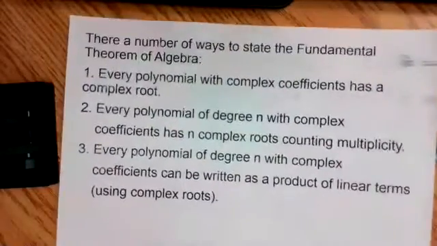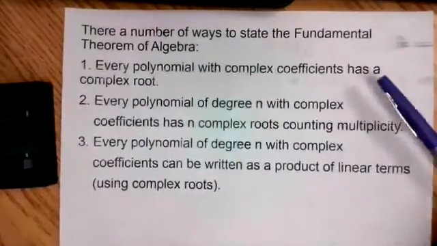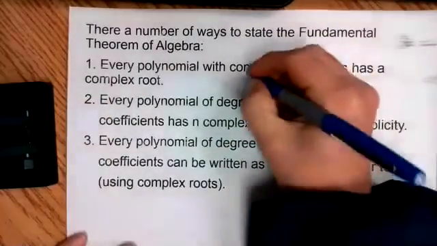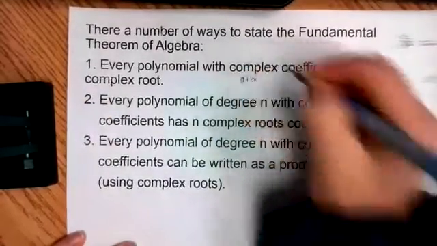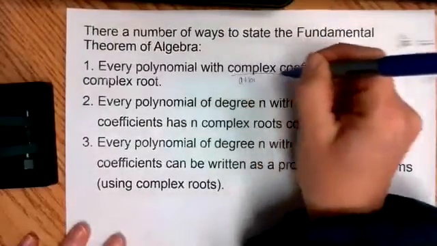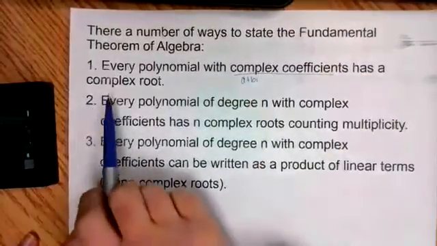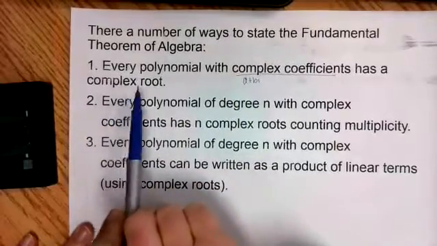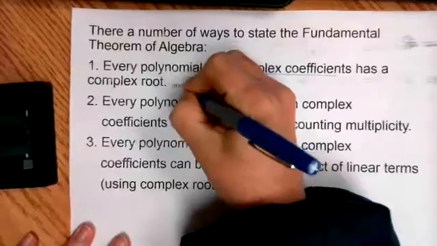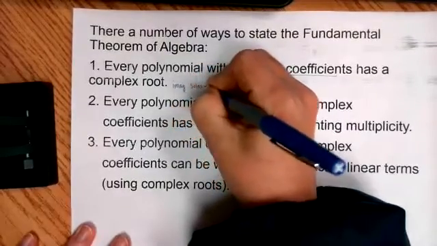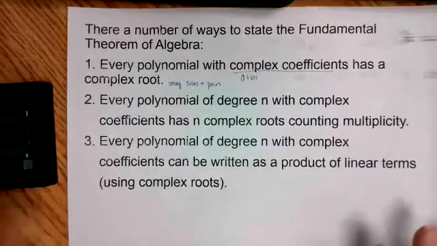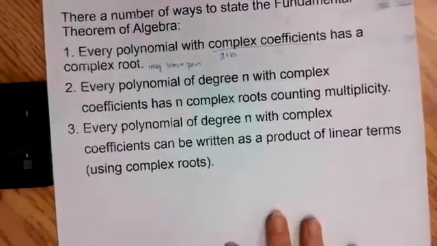It tells us that every polynomial with complex coefficients has a complex root. So remember, complex numbers can be written in the form a plus bi. So my coefficients for a polynomial will not be imaginary, sorry, but my complex roots could be imaginary. And remember, whenever I have imaginary solutions, they always come in pairs. So I can have 2 imaginary solutions, or 4 imaginary solutions, or 6 imaginary solutions, but not 3.